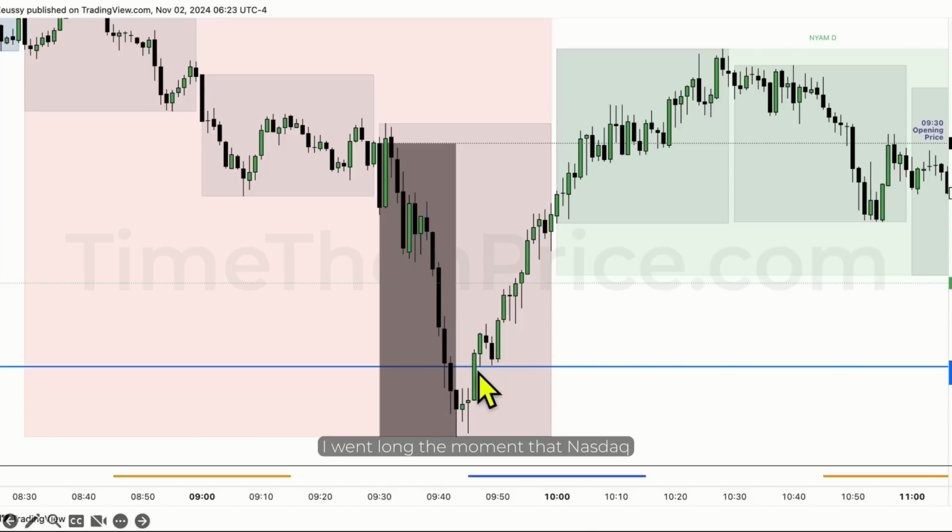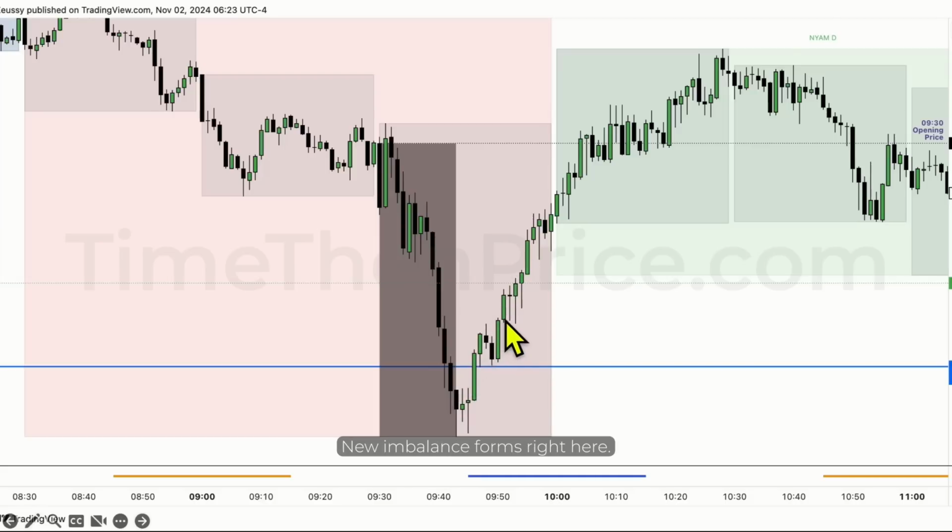I went long the moment that Nasdaq retraced into this level right here. Guys, this is to the tick. Go into your own charts and investigate. Pay attention to the level of precision. You now understand why the market also leaves this BC unfilled. There's no reason for it to retrace into it because on the lower time frames, the price range has already been balanced. Now, what I want you to see is that the market then beautifully expands higher.